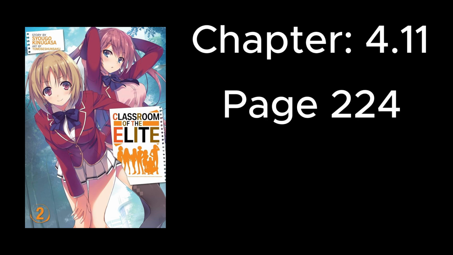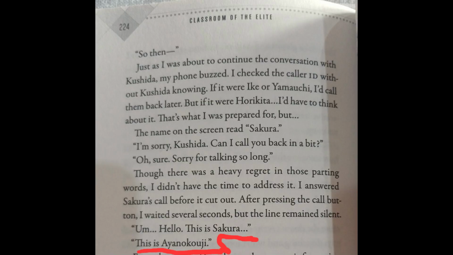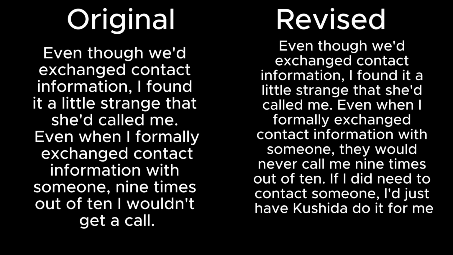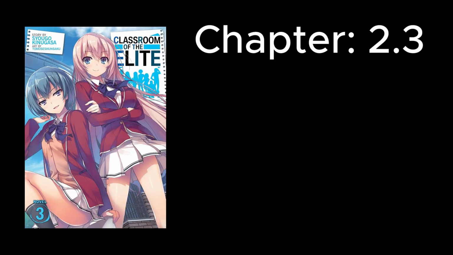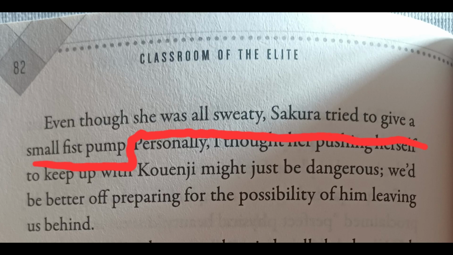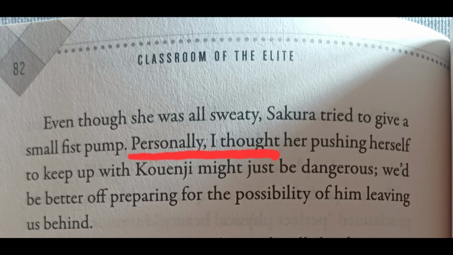Next, Volume 2. In Chapter 4.11, page 224 for me, look for the lines, hello, this is Sakura, this is Ayano Koji. After it, if it's the original, it says this, or if it's a revised, it says this. Next, Volume 3, in Chapter 2.3, page 82 for me, look for the line, even though she was all sweaty, Sakura tried to give a small fist bump. If what comes after this sentence is, personally, I thought, it's a revised edition.